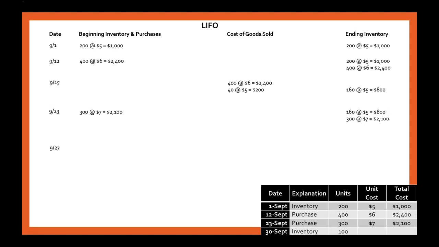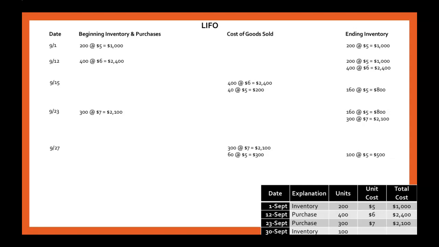And now the 27th. So on the 27th, we made a sale of 360 units. So what we're going to do is, it's last in, first out. So we're going to sell all 300 units at $7 a piece. Those were the last ones that came in, so they're the first ones that we push out here on the 27th. But our customer wanted 360 units. So then we have to dip into those units that we had at $5 a piece, and we had to sell 60 of those units.